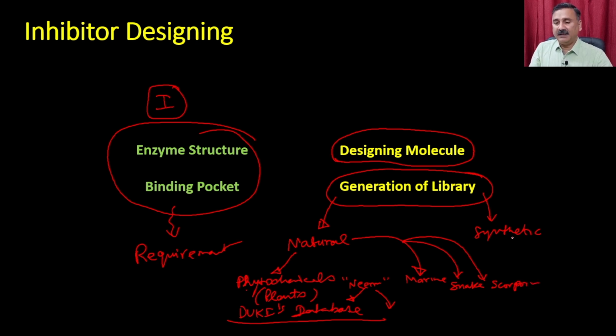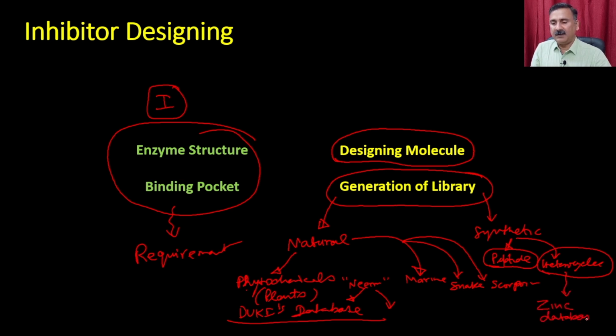And then you can have the synthetic library. So you can have the peptide based library, and different types of molecules. You can have peptide based inhibitors, you can have heterocyclic compounds, and there are a lot of libraries present where you can have the peptide library and the heterocyclic library. For example, you can use the ZINC database, which is a very extensive, comprehensive database to give you information about the different types of heterocyclic library.